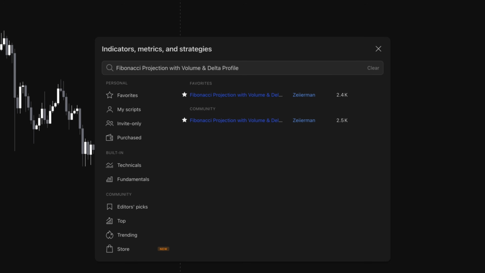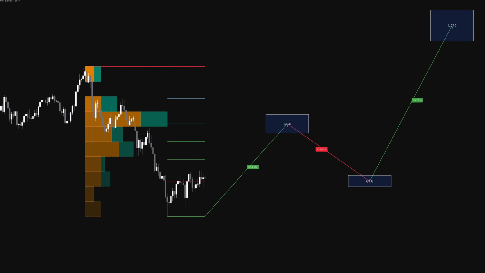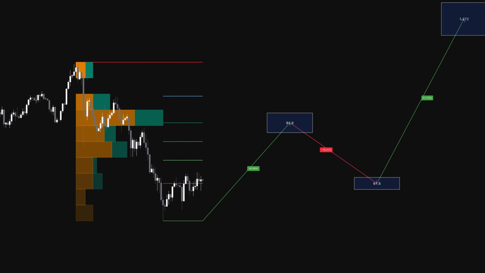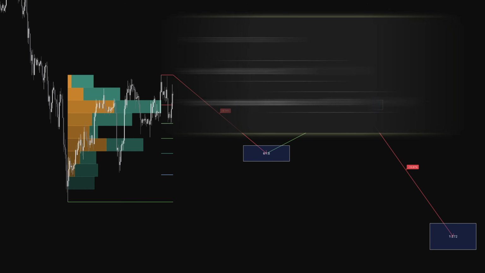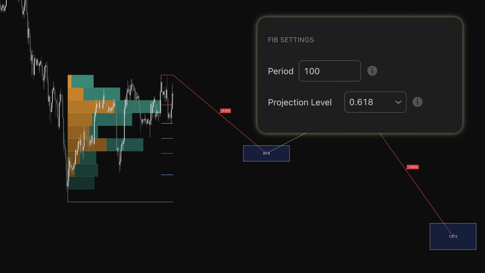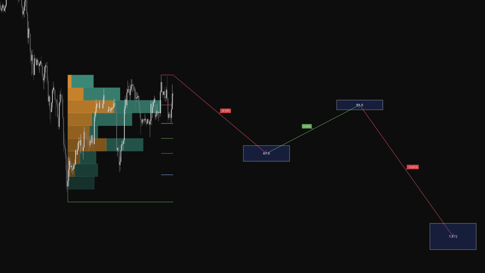Fibonacci projection with volume and delta profile. Created by Zierman, this Pine script indicator combines traditional Fibonacci retracement analysis with volume profiling and forward price projection. It detects swing highs and lows over a configurable period, then draws standard Fibonacci levels between these points, while simultaneously projecting potential future price targets based on the selected ratio.